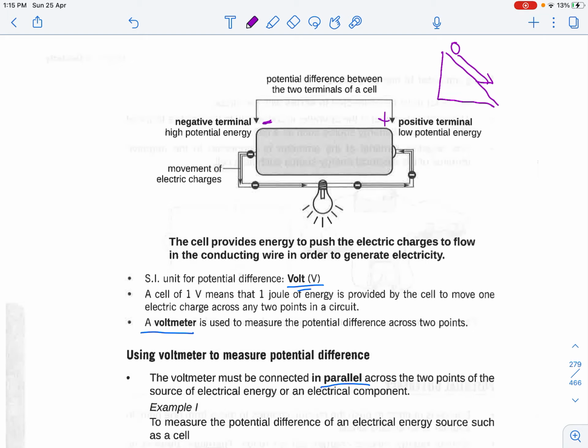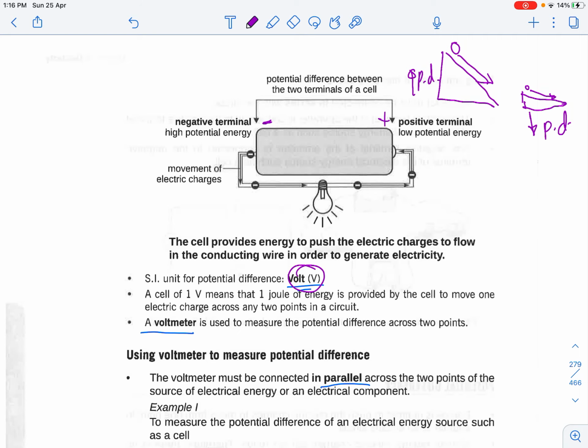However, if you have a more gradual slope, like this, your current is still moving, but not as fast as a steeper slope. So in this case, we call this having a higher potential difference, and this will have a lower potential difference. How we represent it is by volt, the SI unit for potential difference. Meaning for every 1 volt of a cell, 1 joule of energy is required to pull down 1 electrical charge. And how do we measure this voltage?